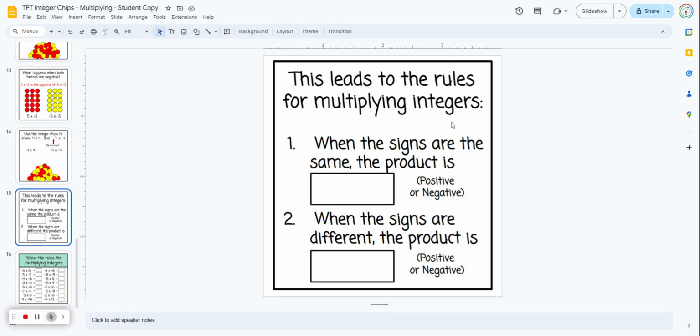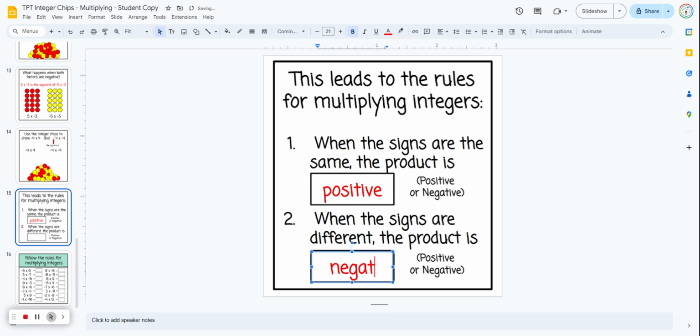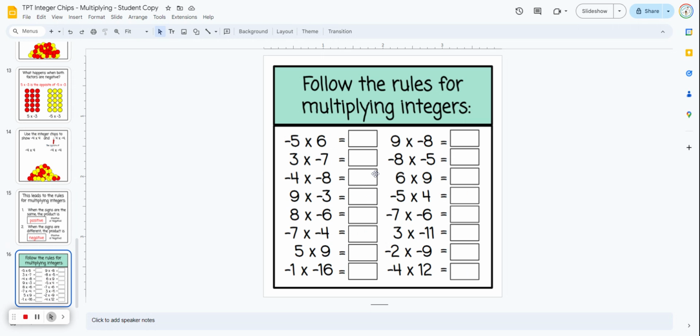Now this leads to the rules for multiplying integers. So they can look back through the previous slides, see what happens when the signs are the same. If the signs are the same, your product is going to be positive, so they're going to just type in positive. When the signs are different, your answer is always going to be negative. And those are the 2 rules for multiplying integers. So once they know the rules, then they can go through this final slide and using the rules, find out all of the products.